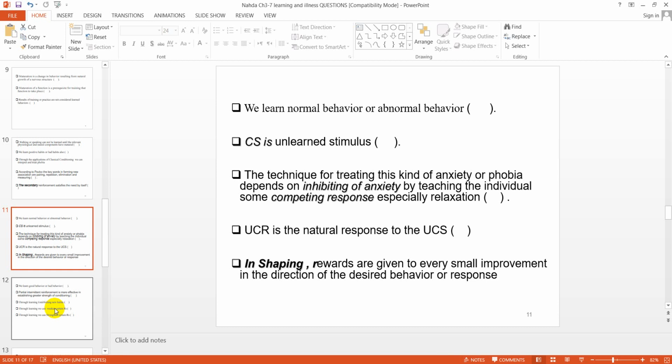Unconditioned response is the natural response to the unconditioned stimulus. In shaping, rewards are given to every small improvement in the direction of the desired behavior or response.